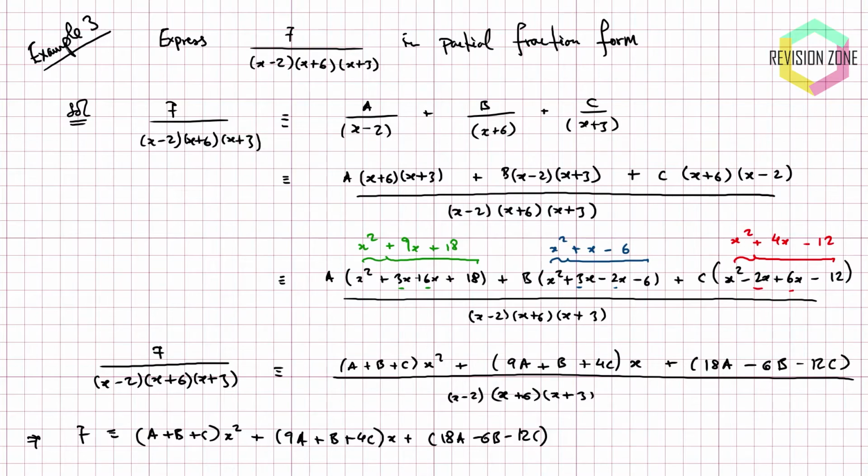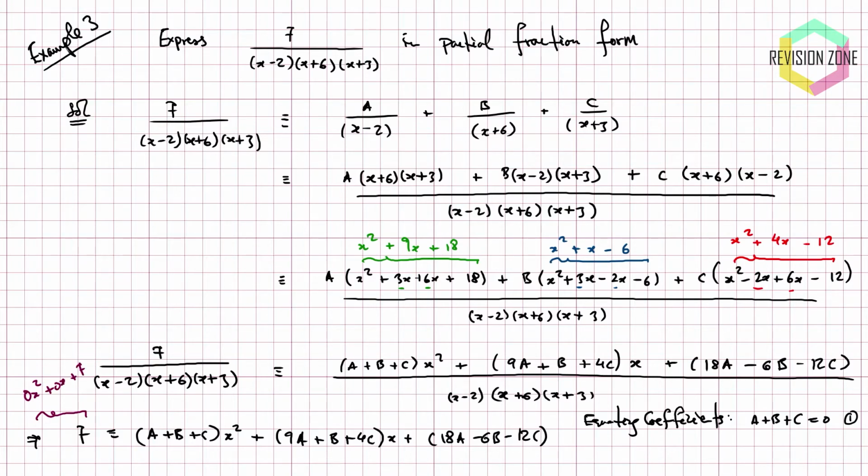Okay, and this is where we now start to equate coefficients. Because the left-hand side has 0 x squared terms, a plus b plus c has to be 0, and that's my first equation. Then the left-hand side has no x terms, so 9a plus b plus 4c has to also be 0. As I've said before, I could rewrite the left-hand side as 0x squared plus 0x plus 7. So I'm just equating coefficients.